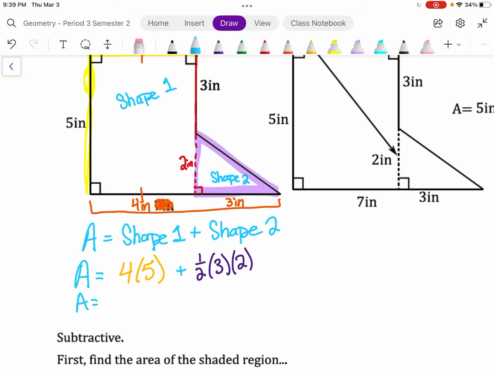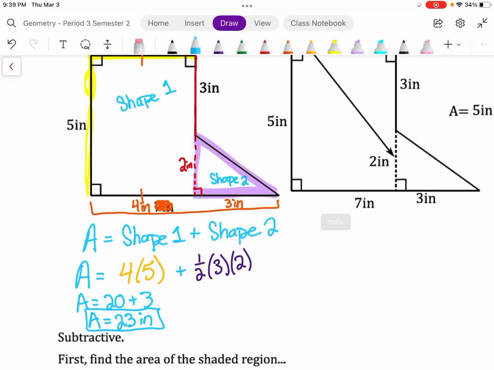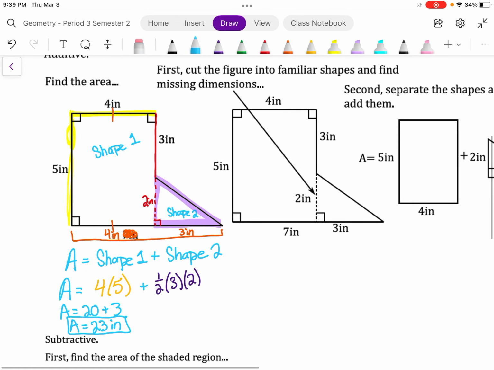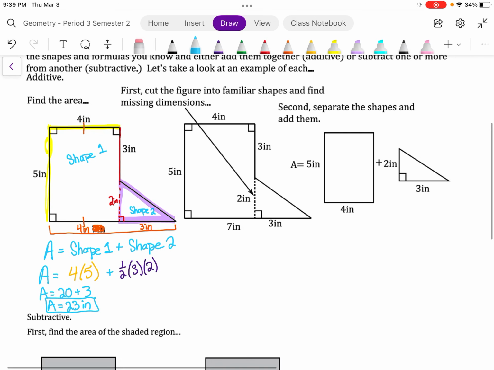And now we have enough information to calculate the area of this shape, which would be 20 plus 3. So the area of this shape is 23 inches. And you'll see that if you work through this problem, you would get the same thing as you read through the steps that they took.